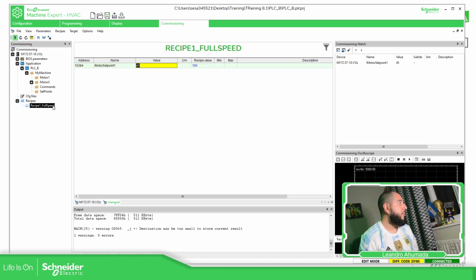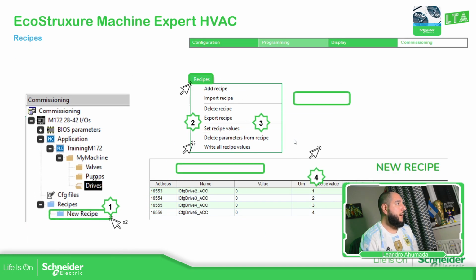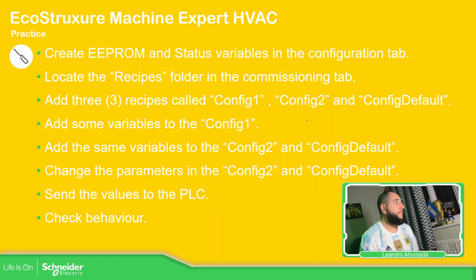In order to write the recipe, we can select the recipe name that we have, recipes, and then write all recipe values. As you can see, it changed to 100. Okay, write all values. We can select the values, or go here to the folder, write all values with right click.